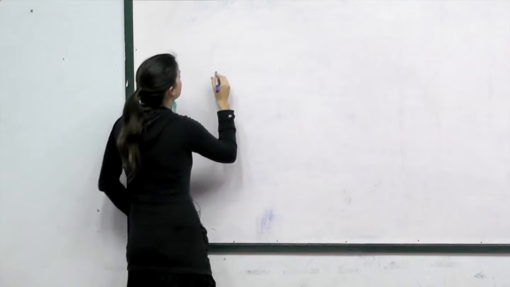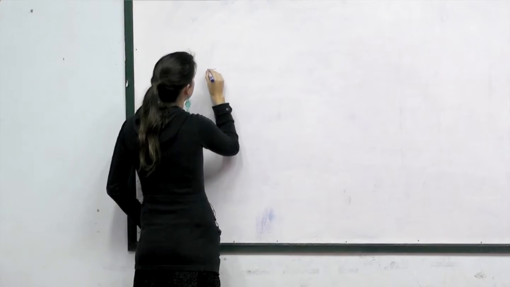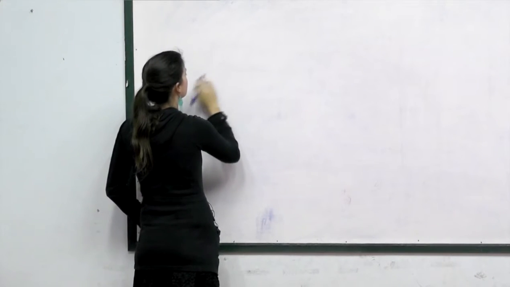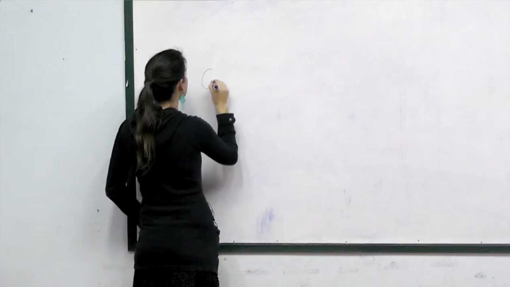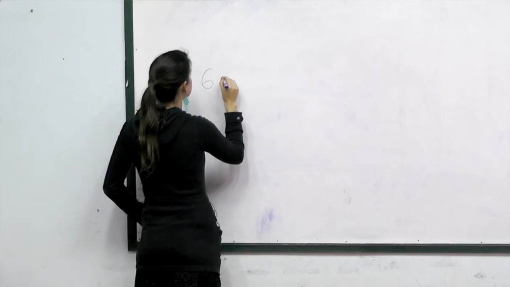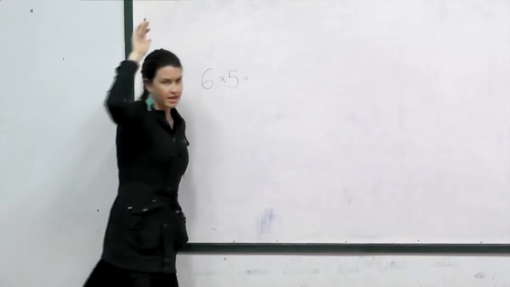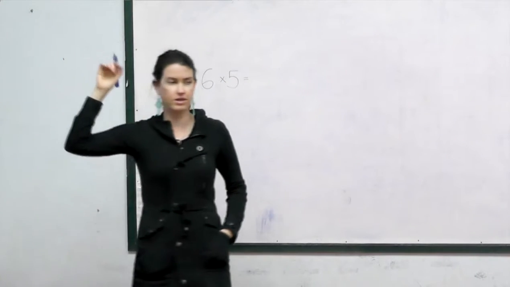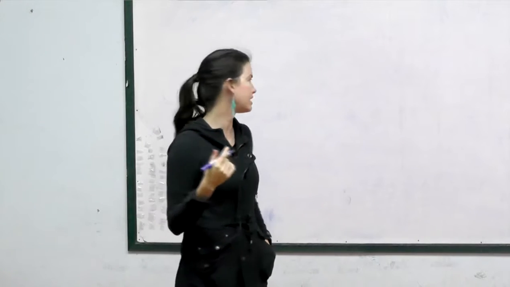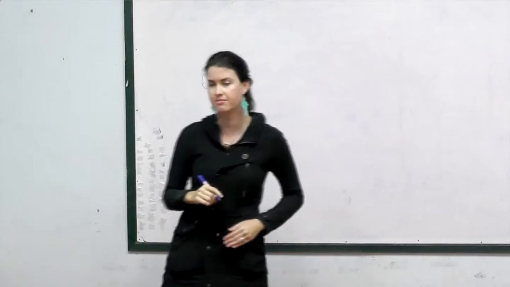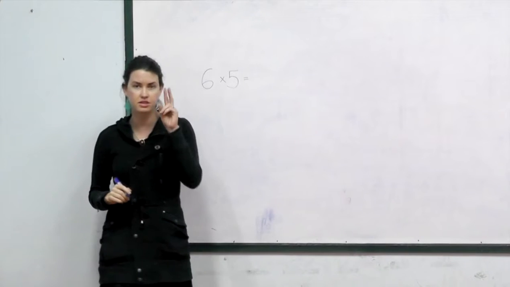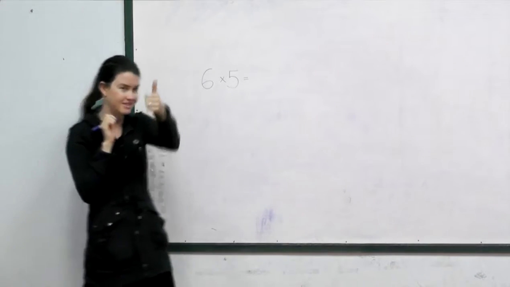Let's start with our 5s. No, let's start with our 6s. I think we know our 5s. Let's do 6 times 5. Raise your hand when you know 6 times 5. We can count by 5s. We can think of our multiplication tables. 1, 2, 3. 30. You got it.